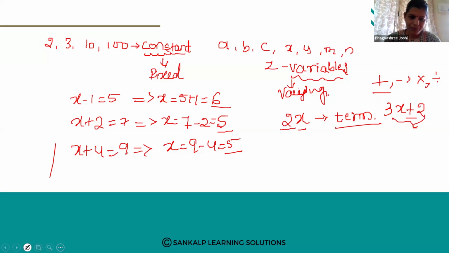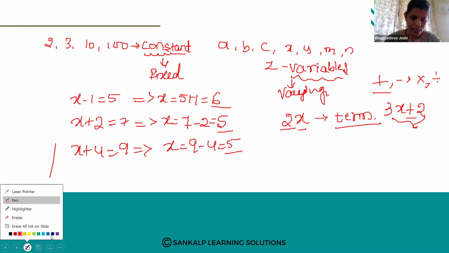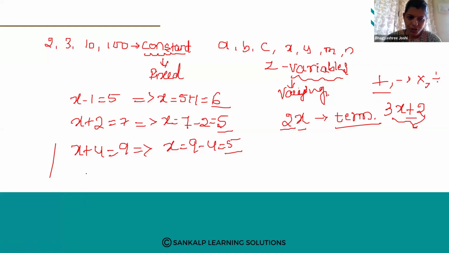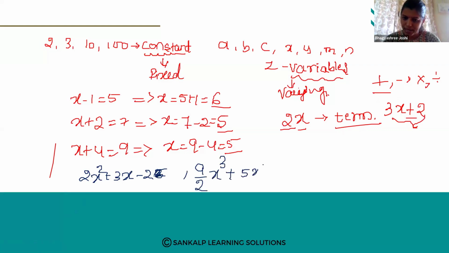Next, see, this is also a term. If I write 2x square plus 3x minus 2, or 9 divided by 2x cube plus 5x square minus 7x plus 9. Yes. Okay. Now, x square plus 7 divided by 2x minus 1. So these all are the terms.